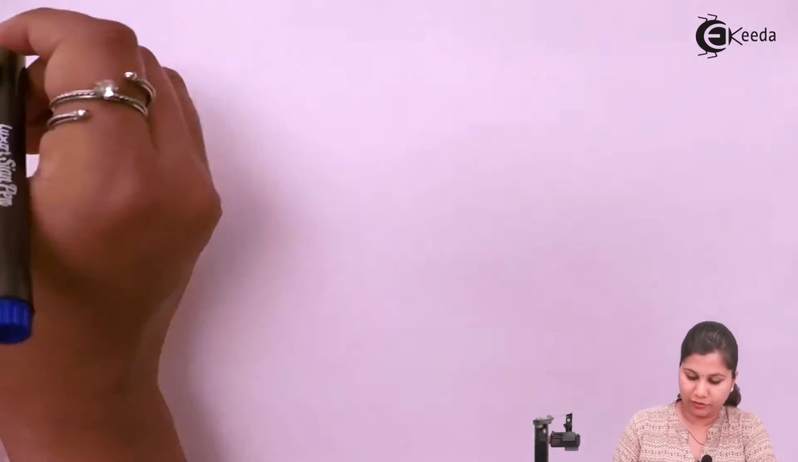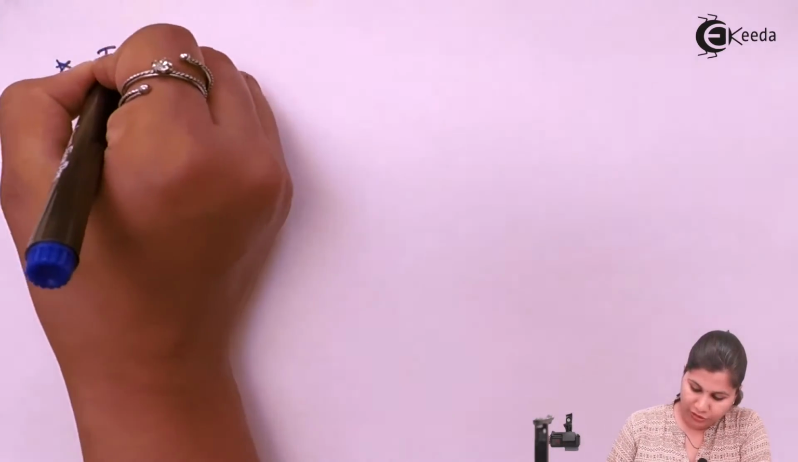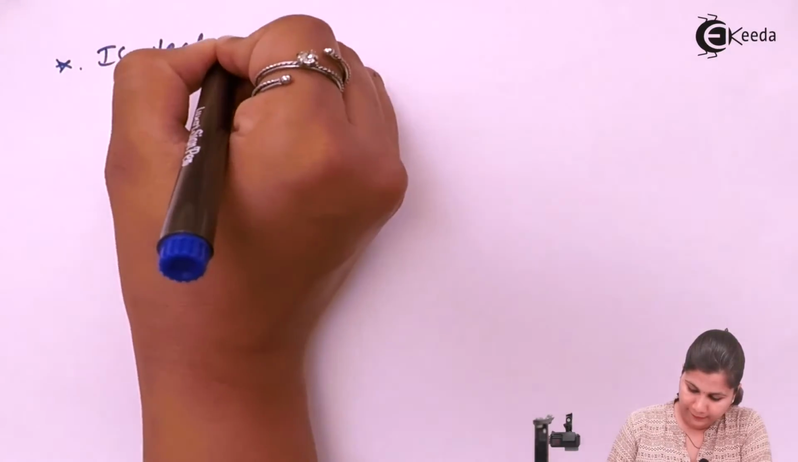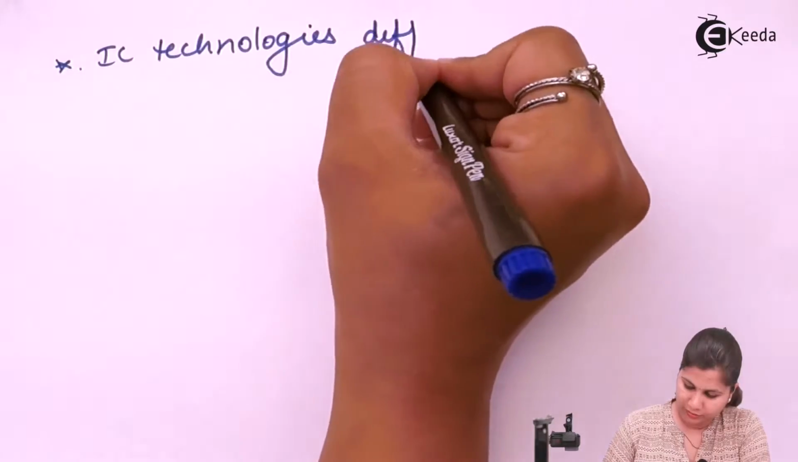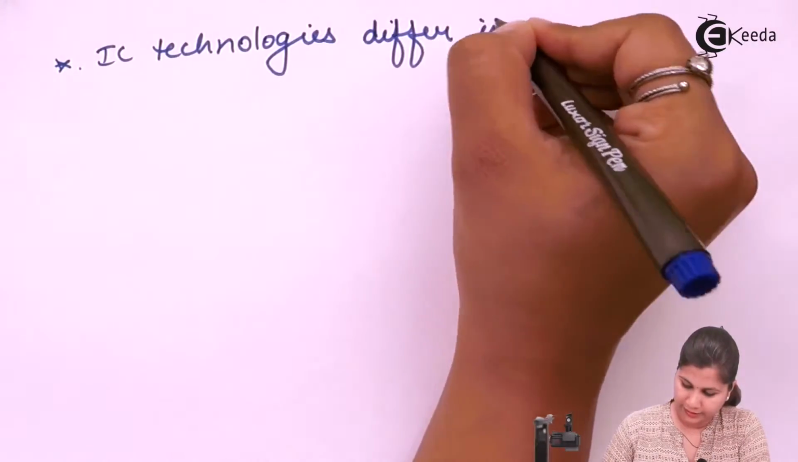Now these IC technologies differ in their customization toward design, like what application we are using the embedded system for, and what components will be required for that. According to those components, the technology used to develop the IC is chosen. So IC technologies differ in their customization.